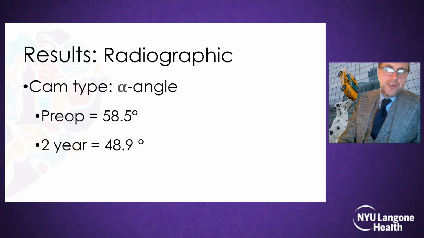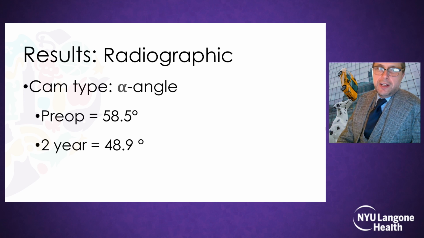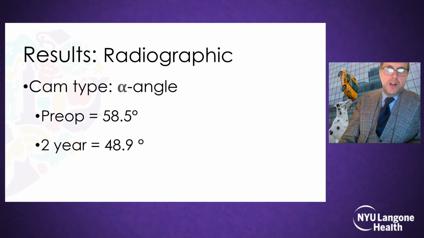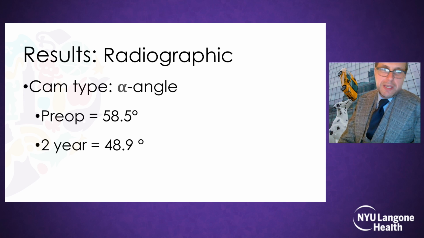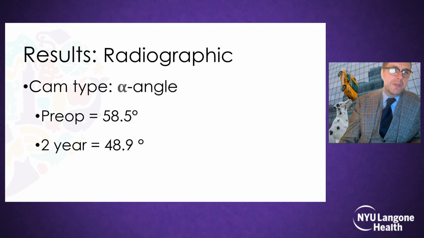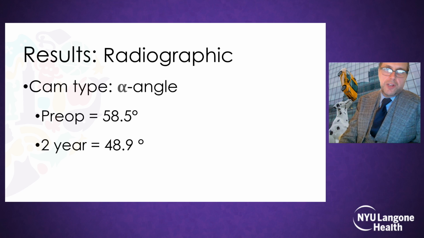Radiographically, another way of measuring this is just measuring the CAM type angle. One of the weaknesses of this is, of course, we're unable to get post-operative imaging because no insurance is willing to pay for it. So we're basing this on radiographic measurements. But if you look at the classic CAM type, the alpha angle has gone from a mean pre-op of 58 to a mean post-op at 2 years of 48.9.